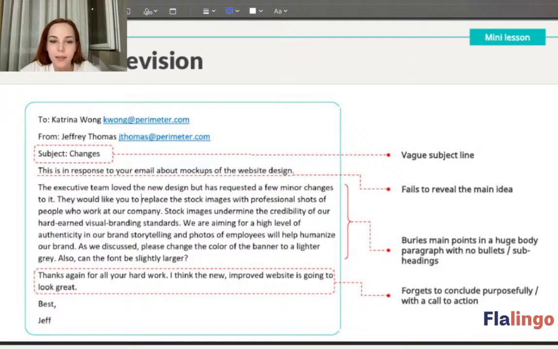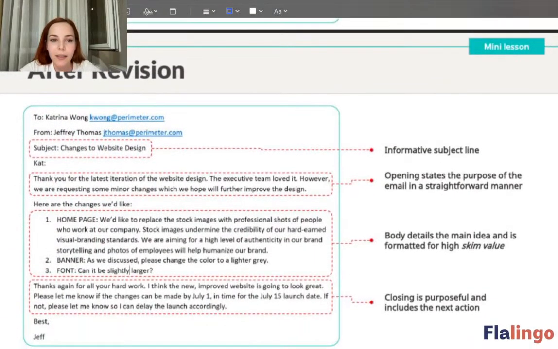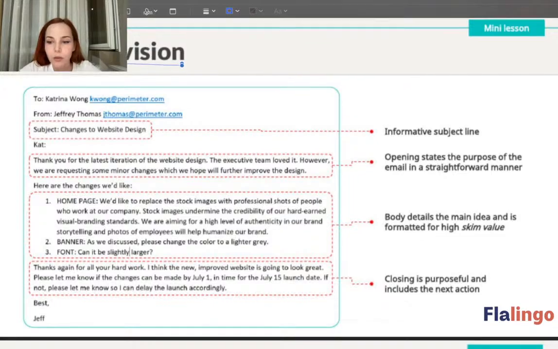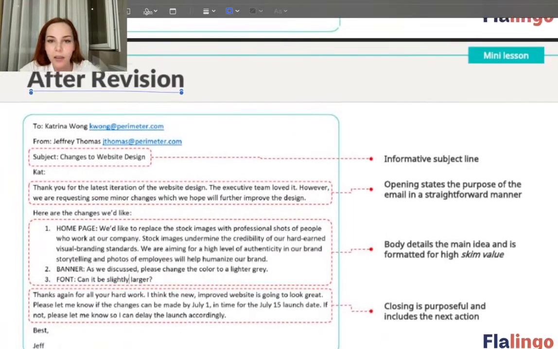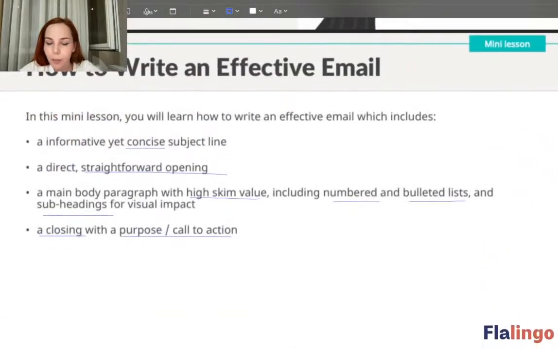This is, let's say, a basic email example. It's before revision and we need to edit this. Revision means editing something and making it better. And this is the after revision part. We're going to also, let's say, examine this part. Yeah, so let's come back here.